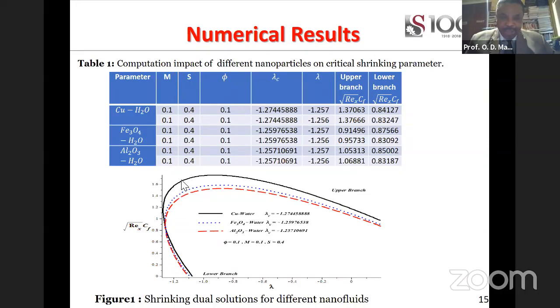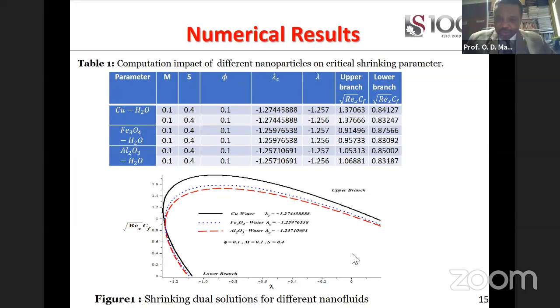This tells you that lambda negative is shrinking. The positive side is for stretching. This is stretching, the positive side. It tells you that the skin friction decreases as you increase the stretching. From 0, there is no stretching and no shrinking. The plate is stationary. It's not stretched, it's not shrinking.